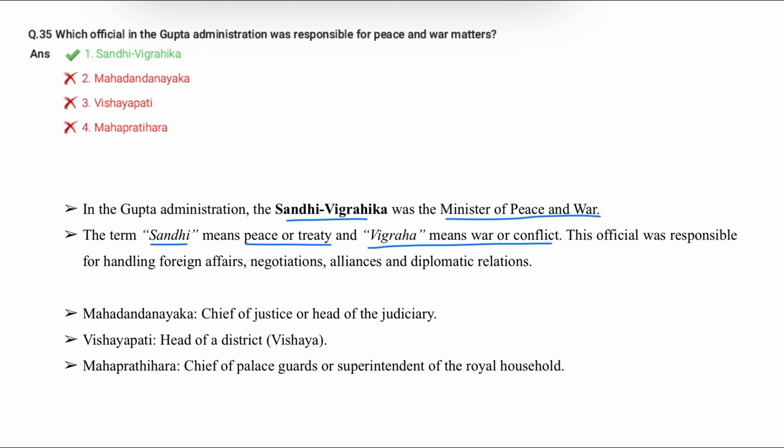Mahadandanayaka is the Chief of Justice or Head of the Judiciary in the Gupta administration. Vishyapati, Head of the District. Mahapratihara, Chief of Palace Guards or Superintendent of the Royal Household. The correct answer is 1, Sandhi Vigrahika.